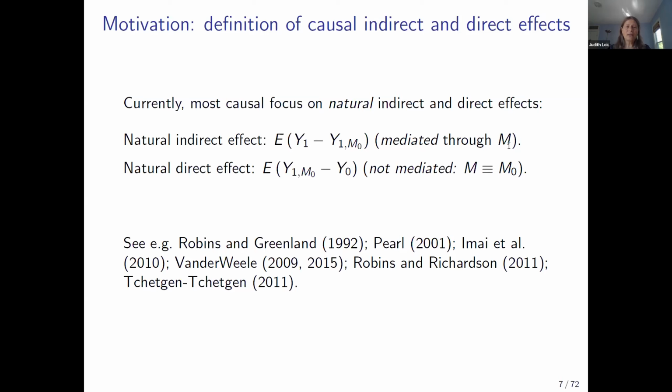Then we also have the natural direct effect. In this case here, the mediator is set to M0. The mediator here naturally is M0. So in both cases, the mediator is equal to M0. So this is not the mediated part. And that is called the direct effect. Treatment equal to 1 versus treatment equal to 0. And these natural indirect and direct effects have been studied extensively in the causal inference literature.